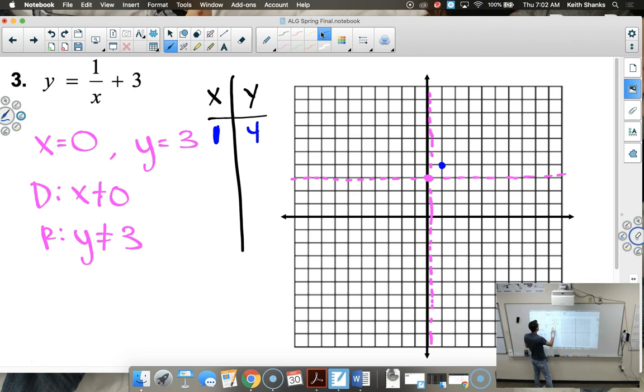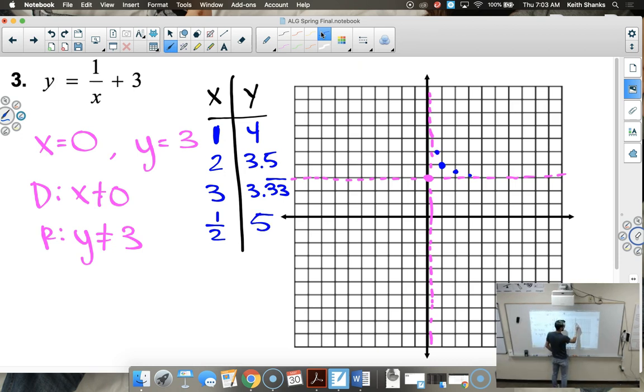All right. I plug in 2, I guess. And notice what happens. If I plug in 2, I get 1/2. So this is 3.5. So 2, 3.5. All right. And again, my decimals are going to grow. 1/3, so 3 and a third, 3.3333. All right. Maybe even trying 1/2. If I plug in 1/2, that's actually 2, so that's 5. All right, and I get this kind of graph here. And this way, never crossing that line, gets really close.